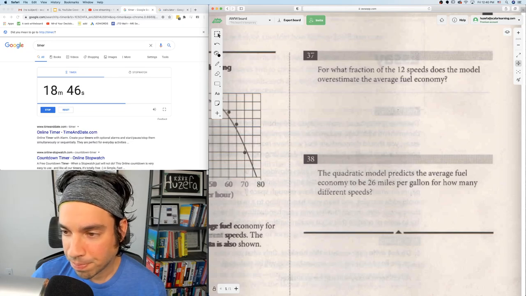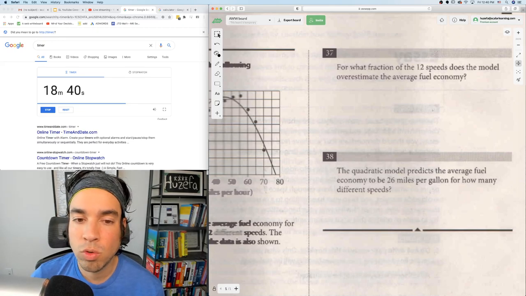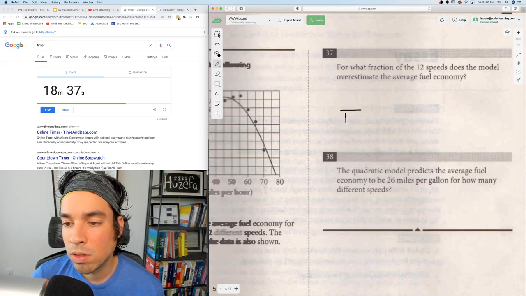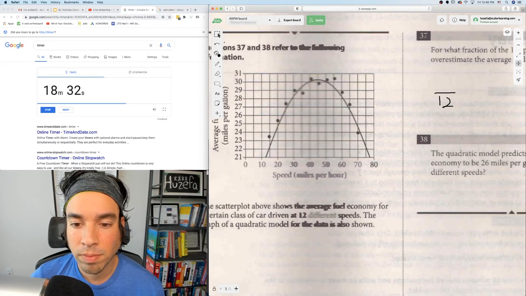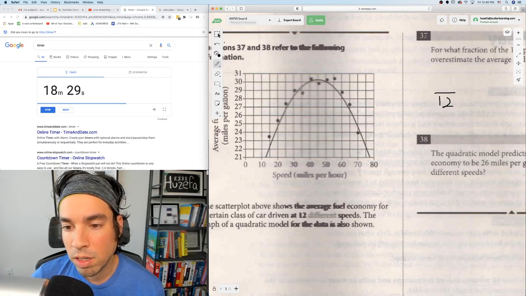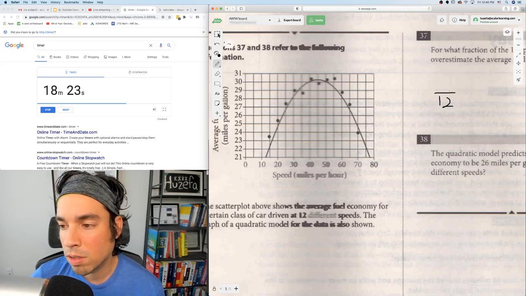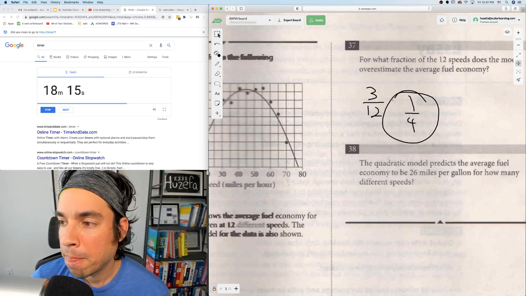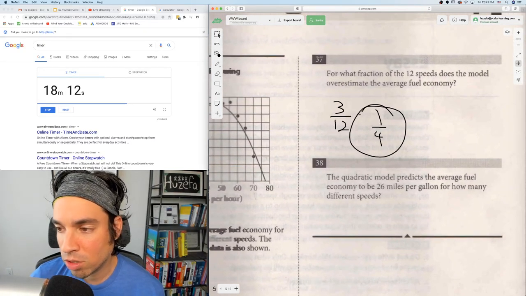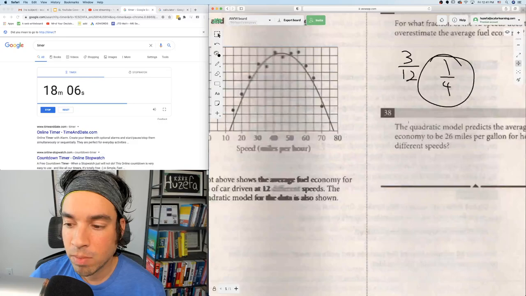For what fraction of the 12 speeds does the model overestimate? So it's something over 12, first of all. Does the model overestimate the fuel economy? So where are these dots under it? It's 2, 3, right? Or 1/4? You don't have to reduce it if this fits in the grid, but I always do. Let me just make sure I read that right. For what fraction of the 12 speeds does the model overestimate? Yeah, that's right. Okay.